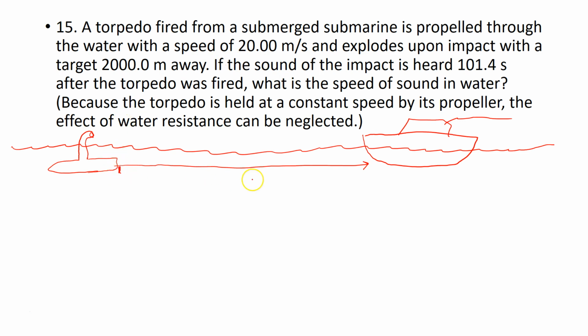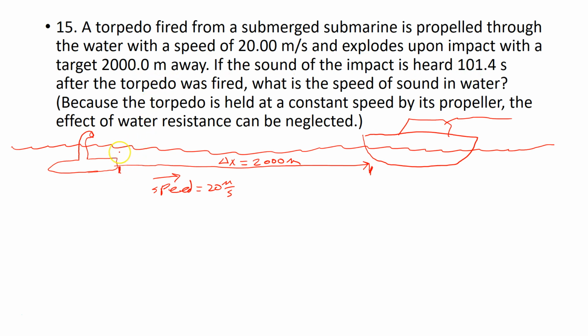From here to here there is a distance, or a change in position, of 2,000 meters. At first the torpedo moves in this direction with a speed of 20 meters per second. Then it says that the sound of the impact is heard 101.4 seconds after the torpedo was fired.